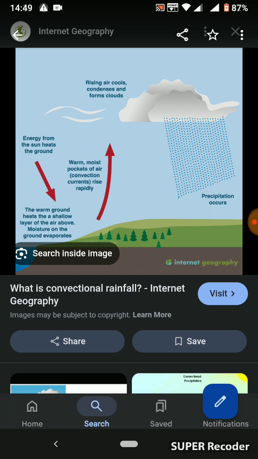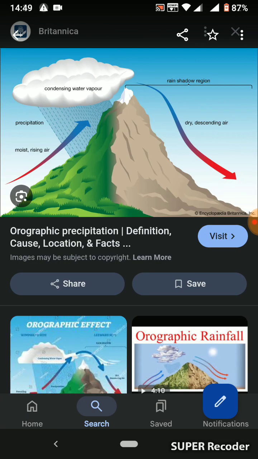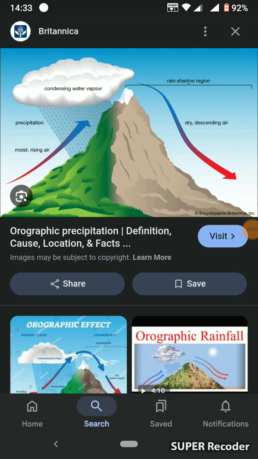Next, we shall study orographic rainfall. The other name of orographic rainfall is relief rainfall. When moisture-laden winds are obstructed by a mountain or relief barrier, they are forced to rise along the mountain slope. As the air rises upwards, it cools down. This is followed by condensation and precipitation in the form of relief rainfall.